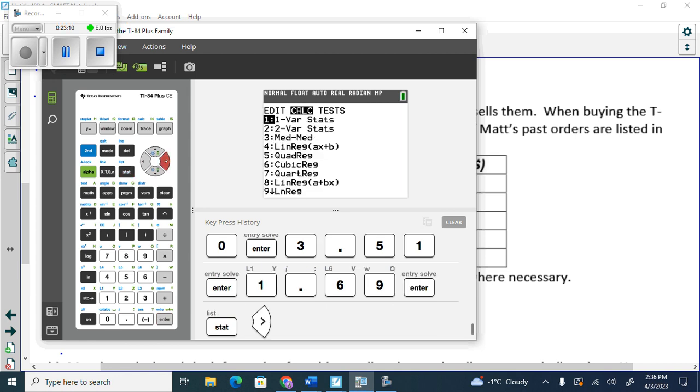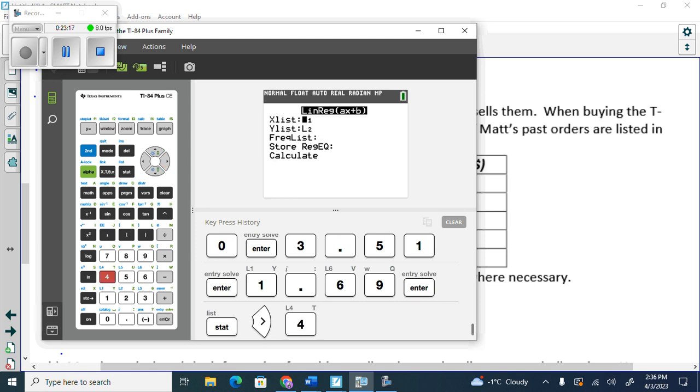Which one? Stat, calc number what? 4, because it's linear. And then I want to calculate it. So it's either 1 enter if you're in a TI-83, or if you have a TI-84 like my screen, you have to go all the way to calculate. How much of this data fits on this line that they just gave us?